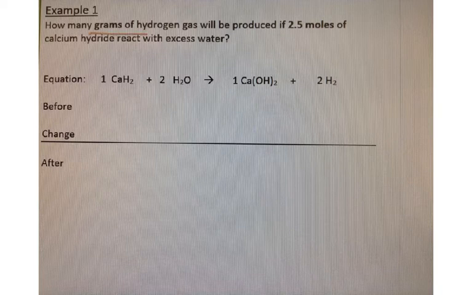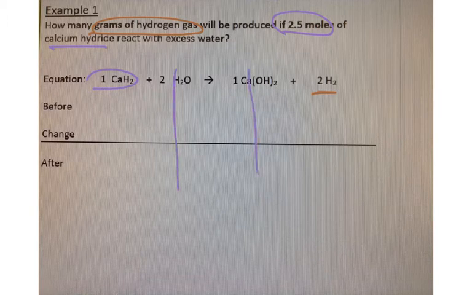So it says how many grams of hydrogen gas, so I'm figuring out grams of hydrogen gas, will be produced if 2.5 moles of calcium hydride react with excess water. So in essence, I don't care anything about these two columns because they are not asked about in this example problem. So I'm going to actually ignore them.